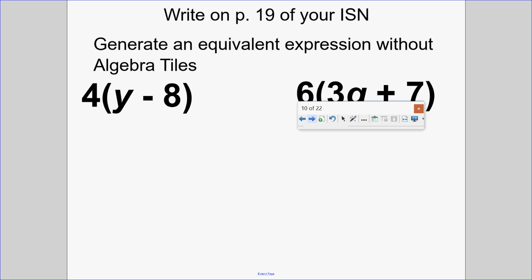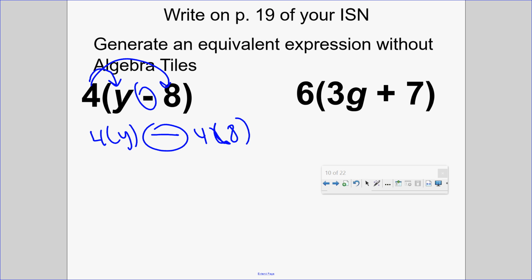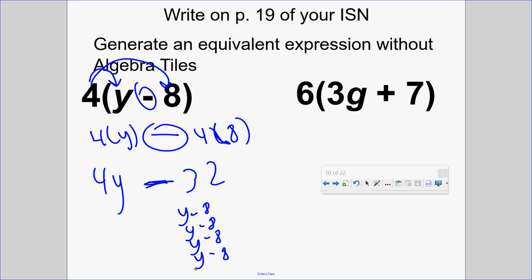So let's see if we can do it now without algebra tiles and without drawing it out. 4 groups of Y minus 4 groups of 8. What is 4 times Y, minus 4 groups of 8? 32. Again, if you don't really trust me, we could draw this out. Y minus 8, Y minus 8, Y minus 8, Y minus 8. How many groups of Y's do you see? 4 of them. Minus, how many groups of 8's? 4 of them. 4Y minus 32.